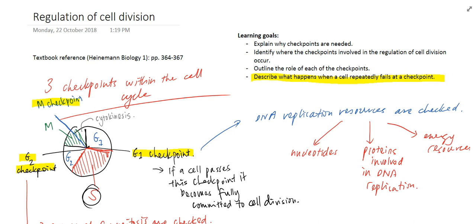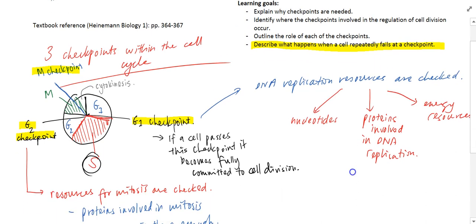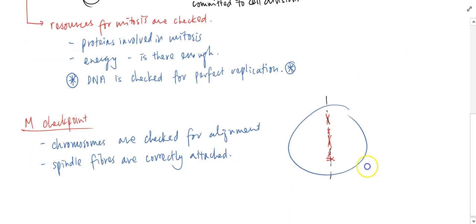Now, when a cell goes through a checkpoint or stops at a checkpoint and it fails a checkpoint, the cell will try to fix the issue. But sometimes the issue cannot be fixed even after multiple attempts. Or it gets to the checkpoint, the cell checks it the first time and it goes, I don't think we'll be able to fix this problem. So what happens when a cell fails at a checkpoint numerous times or has too much damage to begin with?